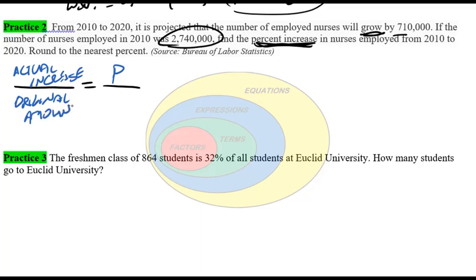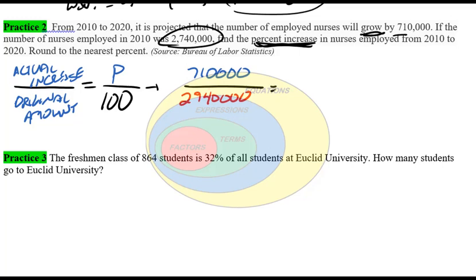We're actually going to cover more of these types of problems later. But for this problem, we can set up our proportion. The actual increase was 710,000. And then that's going to be over the original amount, which is 2,740,000. And that's going to be equal to the percent over 100.